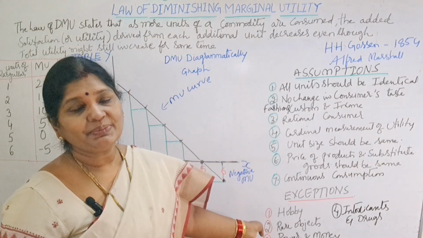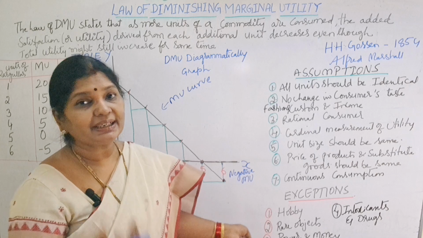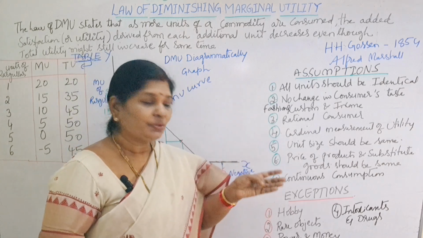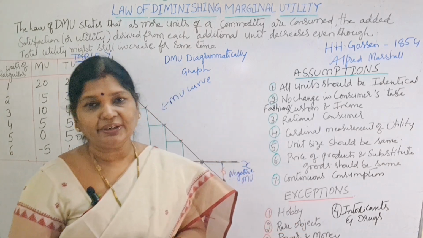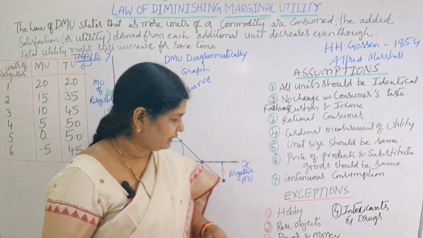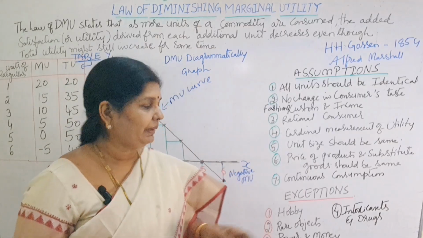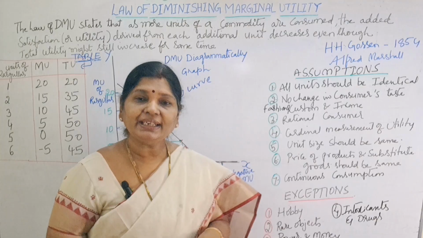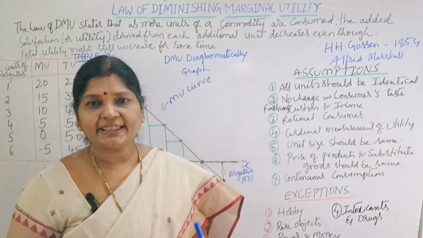Next, coming to exceptions, meaning in what conditions the law will not apply. First one, for hobbies it will not apply, and for rare collections it will not apply. Coming to the third, for power and money, it will not apply. And the fourth one, intoxicants and drugs. Take a screenshot.